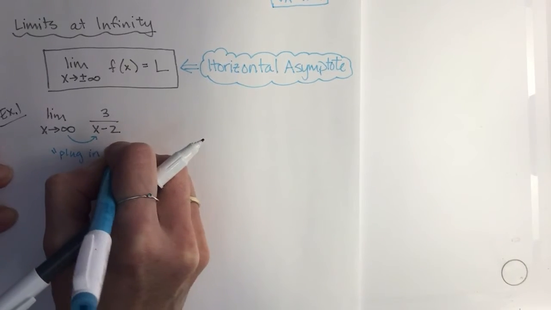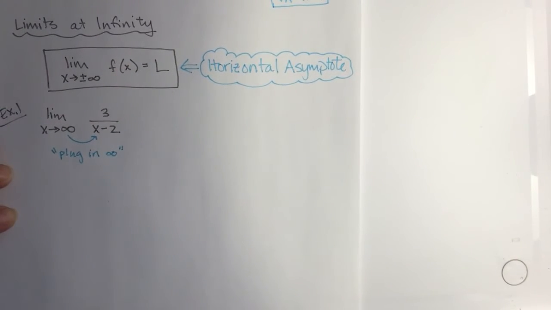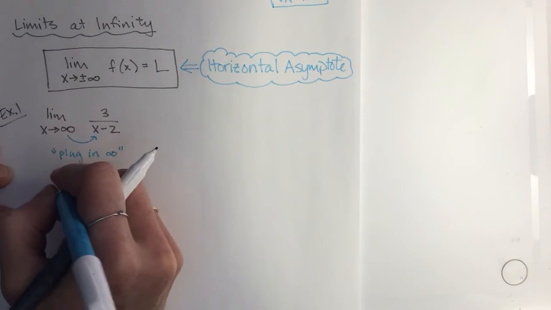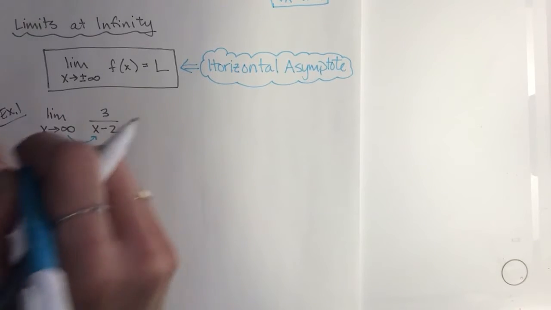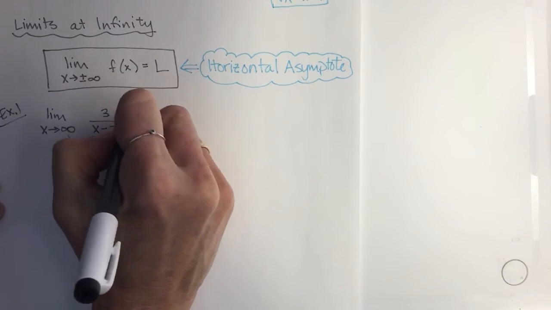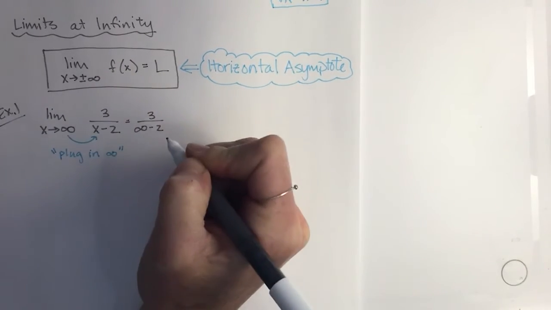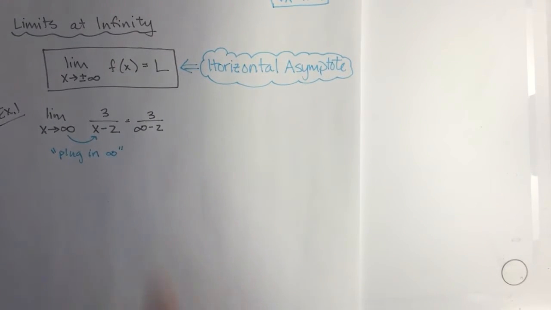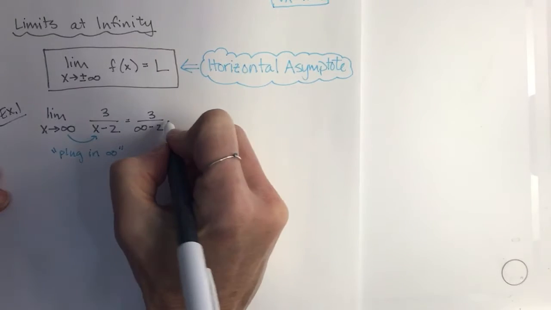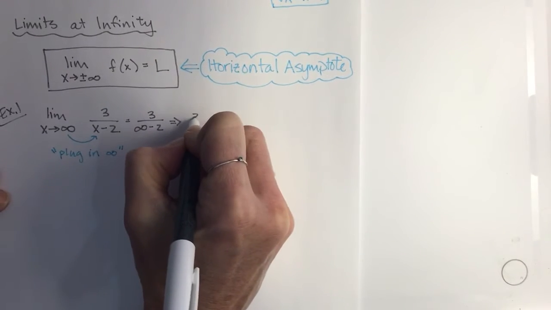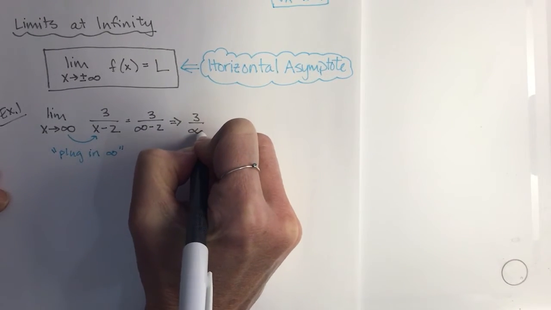And you guys are going to say, Mrs. Arwen, you can't plug in infinity, right? But you can think of infinity as a really, really large number, right? Okay, so if we've got 3 over infinity minus 2, well, infinity is a really, really big number. It doesn't really matter that we're subtracting 2. So this is actually just 3 over infinity.